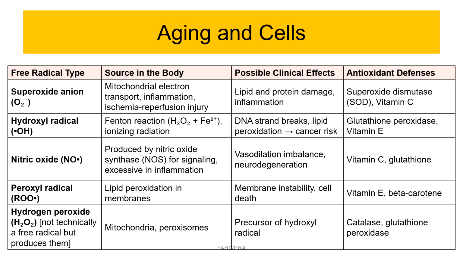The body therefore has antioxidant defense mechanisms. So this particular slide includes enzymes such as superoxide dismutase. We also have catalase. Okay, and then we have glutathione peroxidase. Okay, so it also identifies antioxidant molecules such as vitamin C and vitamin E.